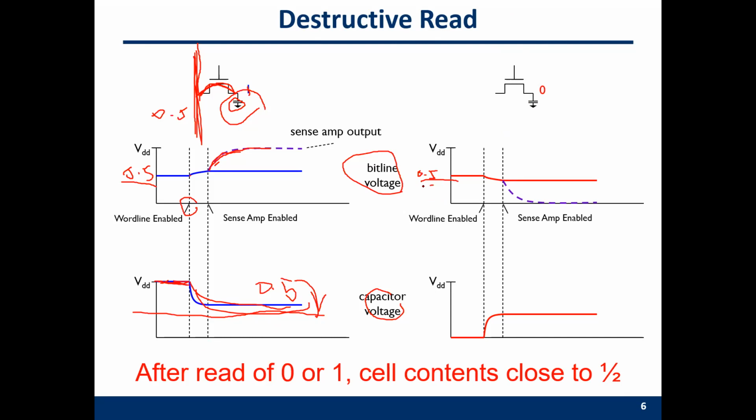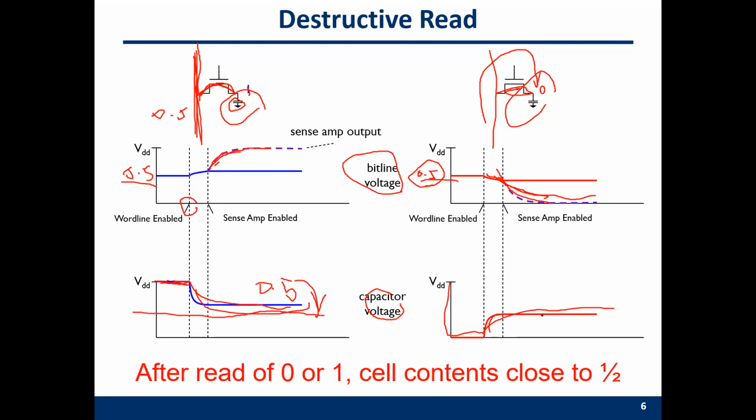You pre-charge the bit line to 0.5, and the capacitor has a 0 voltage here. When you enable the row or the word line, because this is a 0, when it's closed, the charges on the bit line will flow into the capacitor. So the voltage on the bit line will decrease. It will never reach 0, maybe larger than 0. But the voltage in the capacitor will increase a little bit.